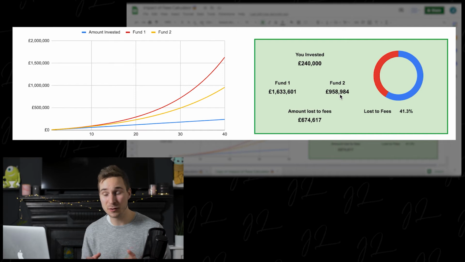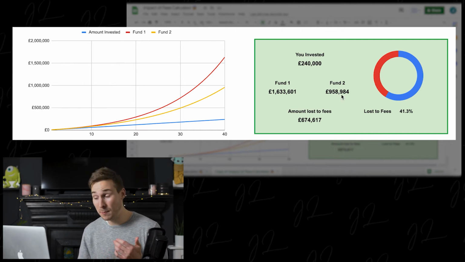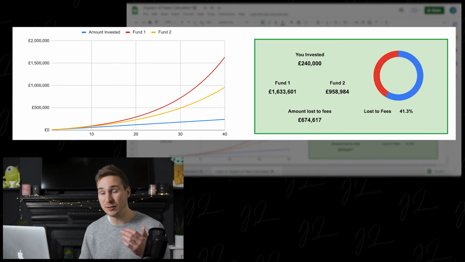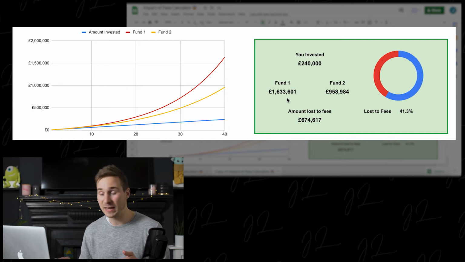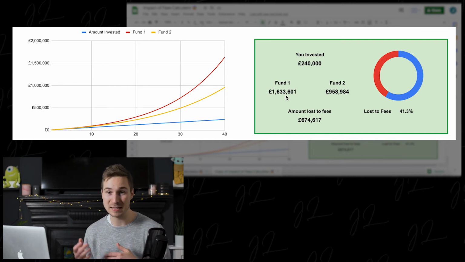So your account at the end of those 40 years, you're investing the same amount, would be worth about just under $1 million now, versus you invest by yourself without the advisor into a cheap index fund, and your account value would be 1.6 million. You can really start to see the impact that these fees have.